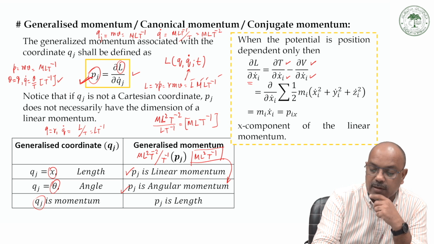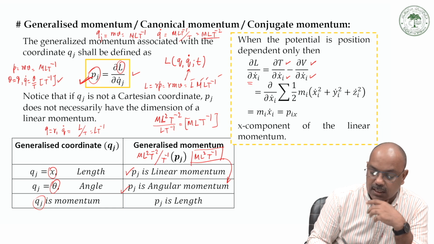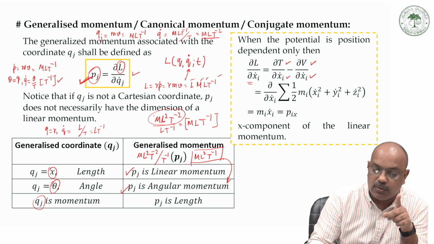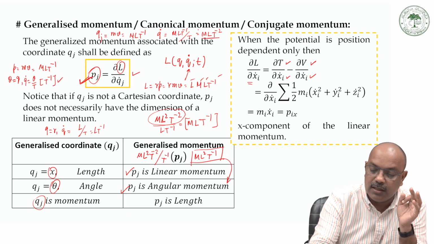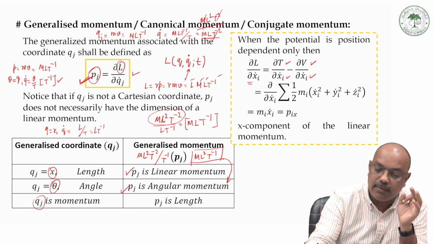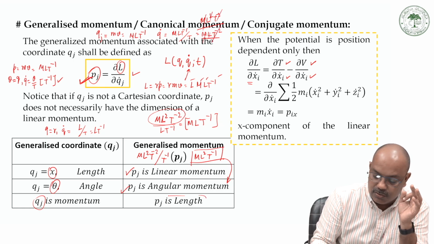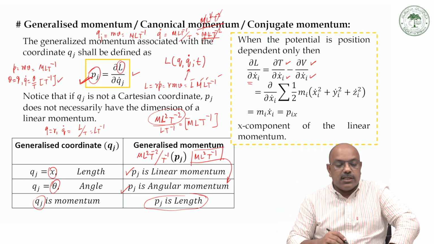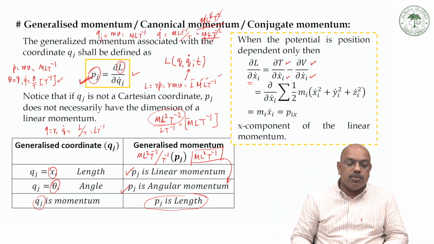So you're going to have MLT^-2. In the numerator what you have is ML²T^-2. The T^-2 will cancel, M will cancel, and then this L. So you see the p_j is now going to have the dimension of length. So it is not necessary, it depends upon what is the dimension of the q.